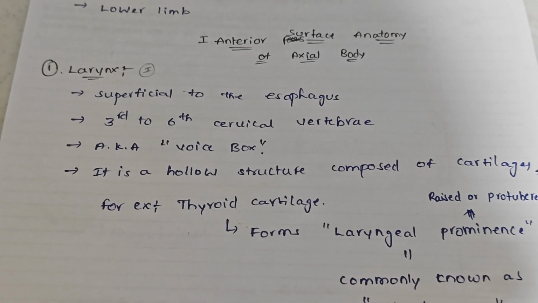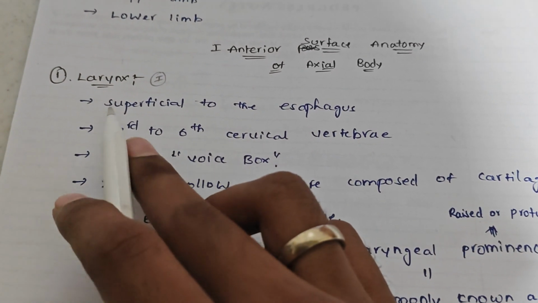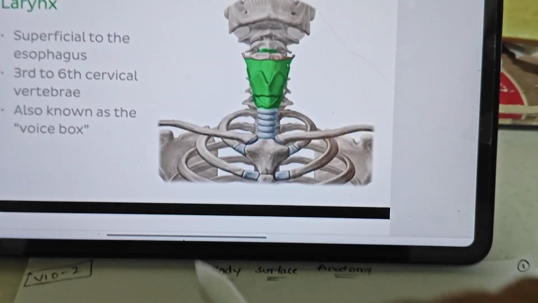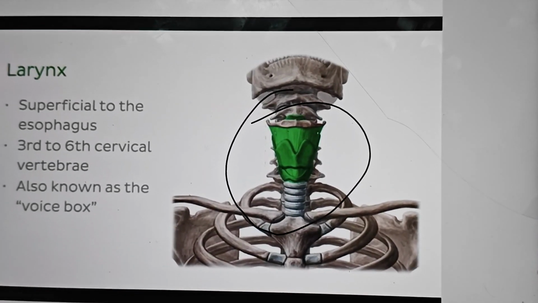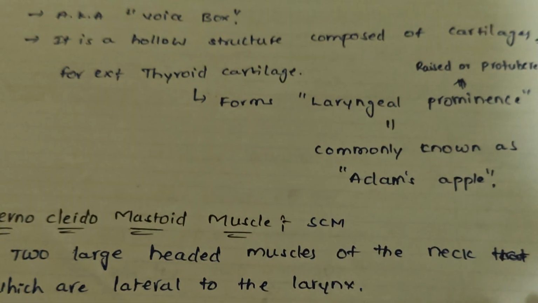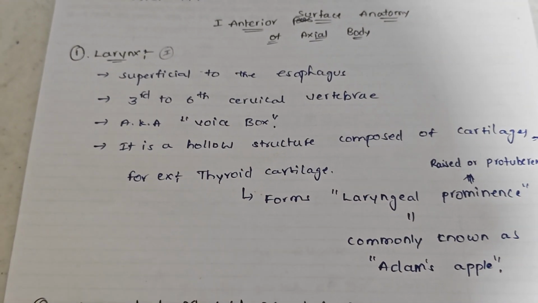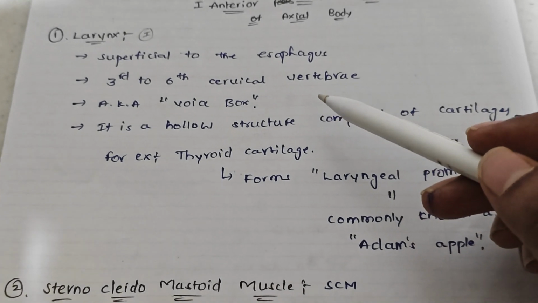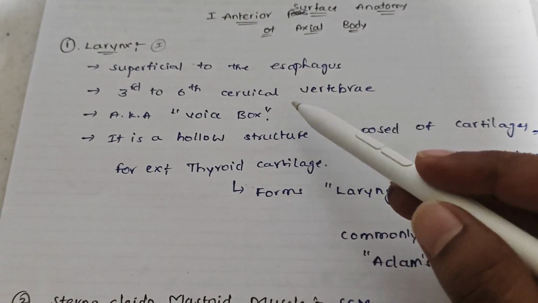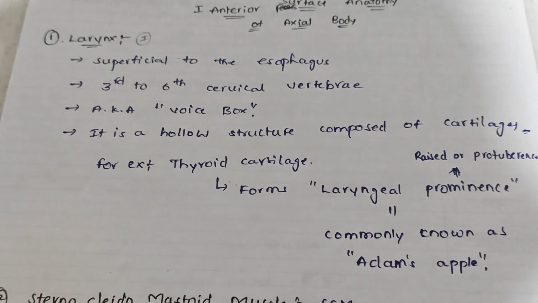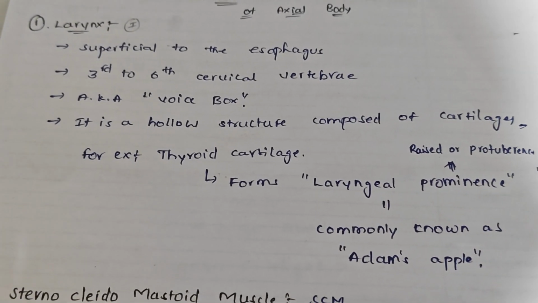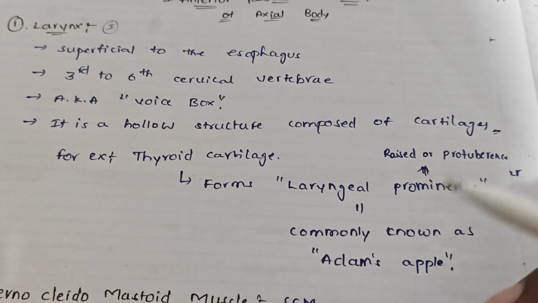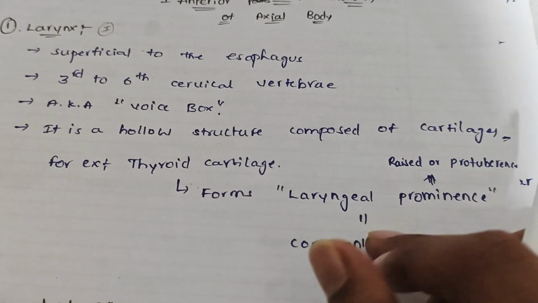First surface anatomy landmark is the larynx. You can see in this image, the highlighted one is the larynx. Points to remember in larynx are: firstly, larynx is superficial to the esophagus and it is situated from third cervical vertebrae to sixth cervical vertebrae. This larynx is also known as voice box because it produces sound, and it is a hollow structure composed of many cartilages like thyroid cartilage, arytenoid cartilage, cuneiform cartilage, like that.